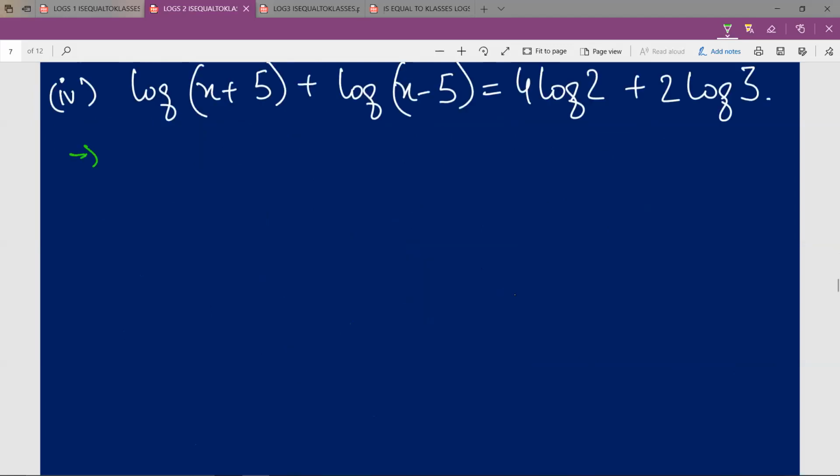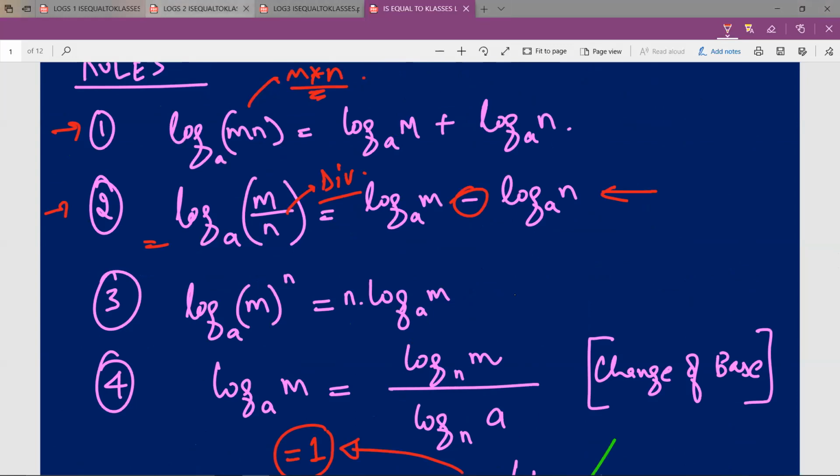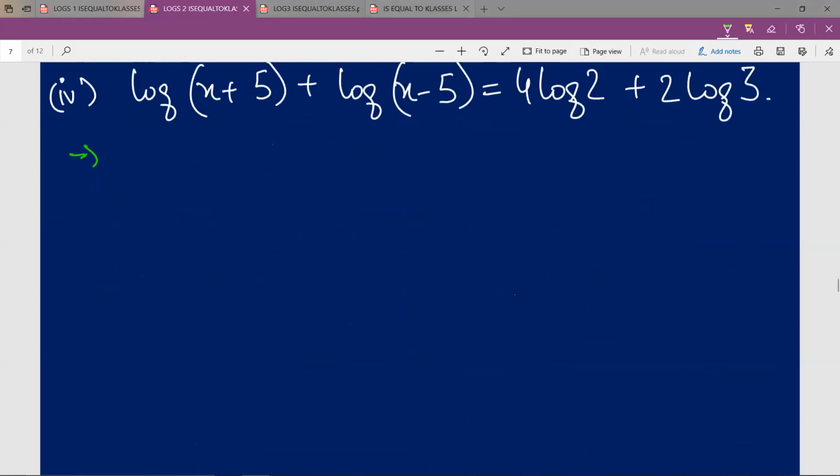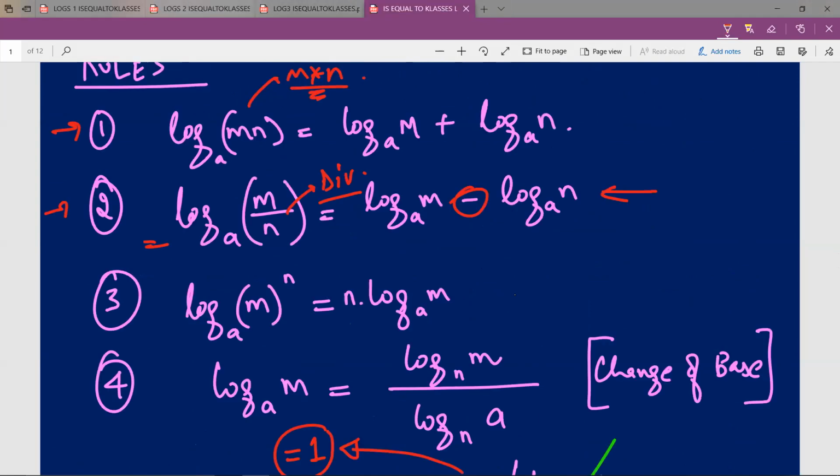Now, log of x plus 5 plus log of x minus 5 is equal to 4 log 2 plus 2 log 3. Now over here, I'll be taking the first law. Is there addition? Yes. So where there is addition, there is multiplication. Log of m into n to the base a is equal to log of m to the base a plus log of n to the base a. So where there's addition, there's multiplication and vice versa.